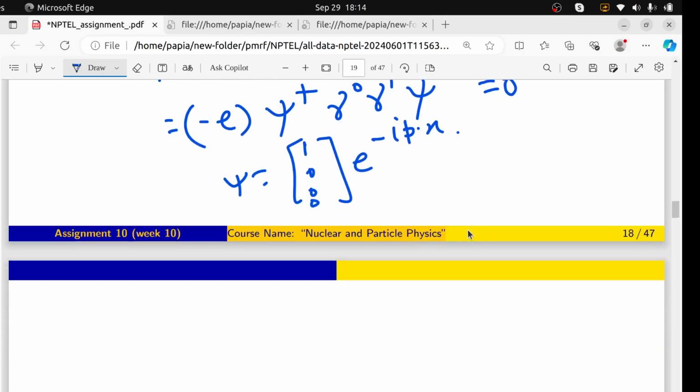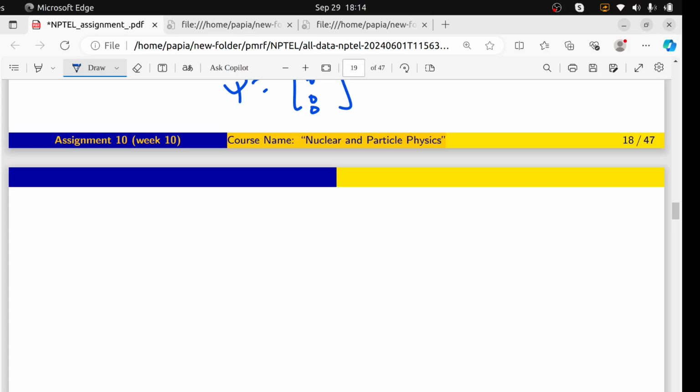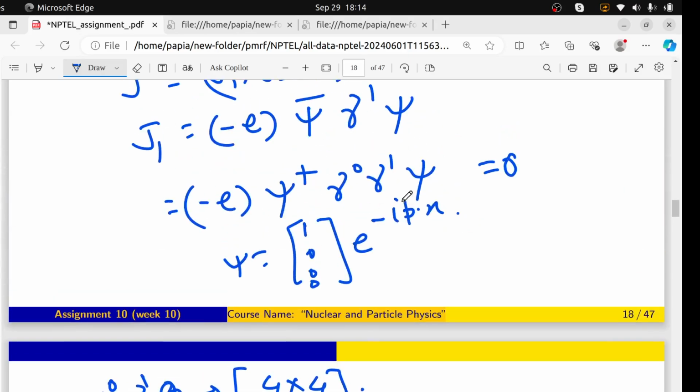If you have any doubt, you can ask me. Otherwise, as you can understand, gamma 0 gamma 1 is a 4 by 4 matrix, so we have to multiply these 4 by 4 matrices, and many terms will come as 0. Then if I operate gamma 0 gamma 1 on psi and multiply with psi dagger, it will come as 0. So just check that one.